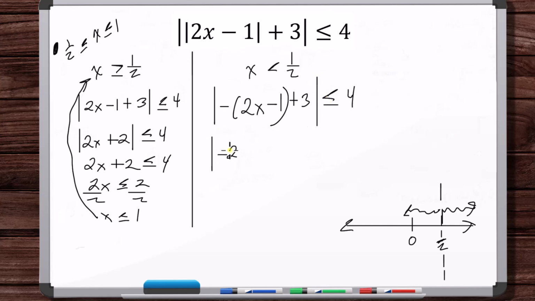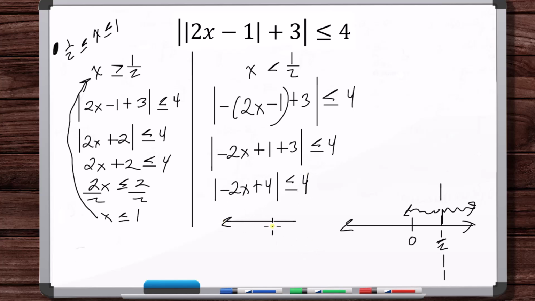Okay, so minus 2x plus 1 plus 3. So minus 2x plus 4. Okay, let's solve this. Where is the crossover point? Here, so that's going to be at positive 2.